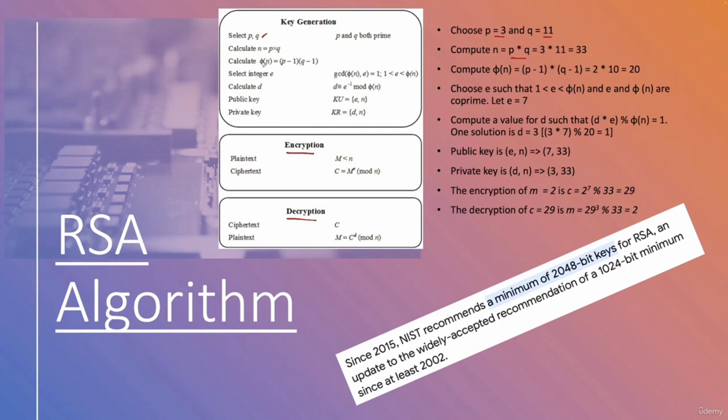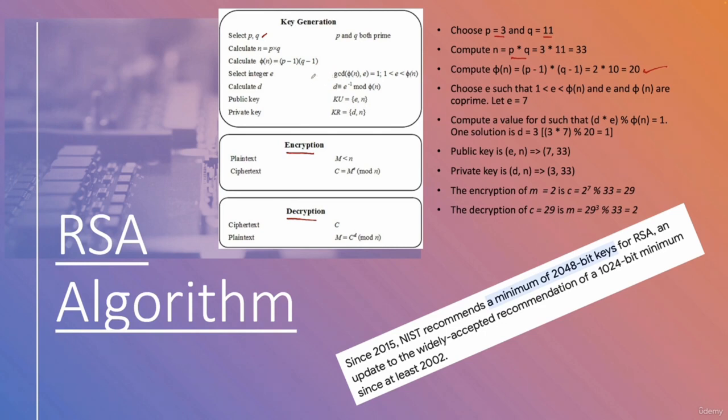Then it says you need to calculate the value of phi n as (p minus 1) times (q minus 1). P is 3, so 3 minus 1 is 2, and Q is 11, so 11 minus 1 is 10. So 2 times 10 is 20. You get the value of phi n as 20. Up to here, again, all good.